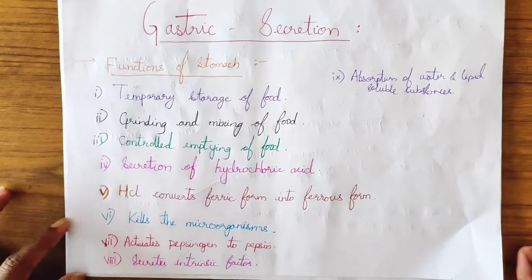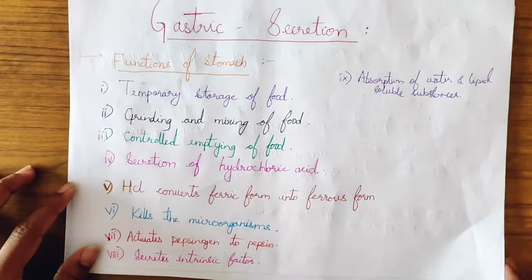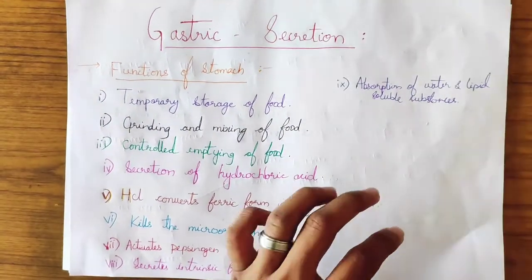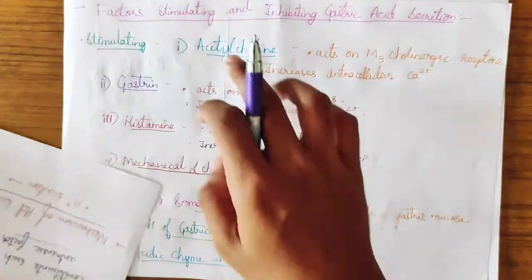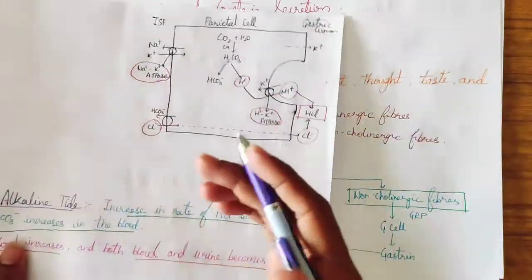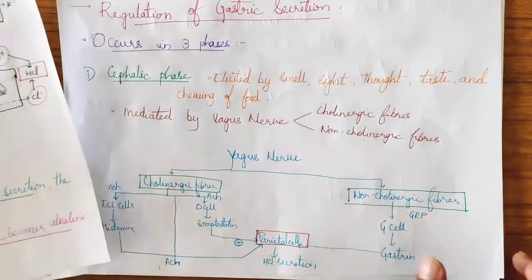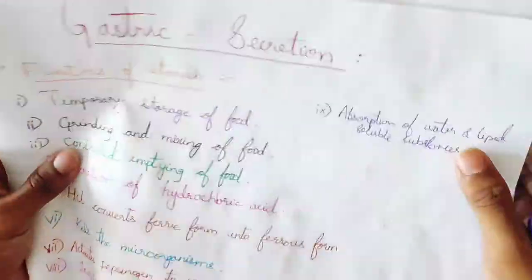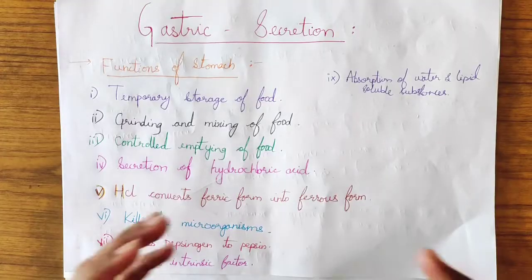Today I will be talking about the topic gastric secretion. It is one of the important topics in the GIT system, and in this video we will be talking about the functions of the stomach, the gastric juice, the factors stimulating and inhibiting the gastric acid secretion, the mechanism of HCl secretion, and the regulation of the gastric secretion. We will talk about the peptic ulcer in the next video. So let's start this video.